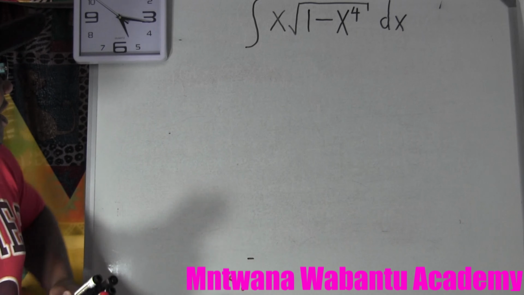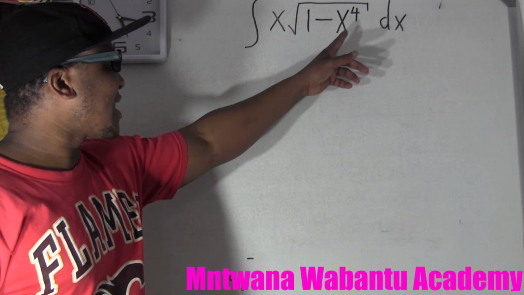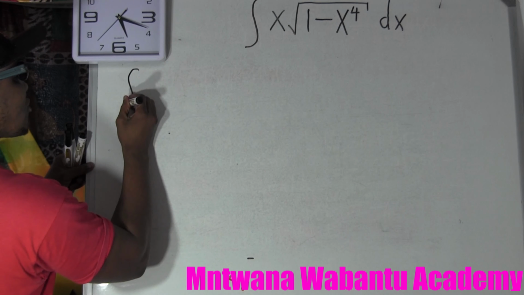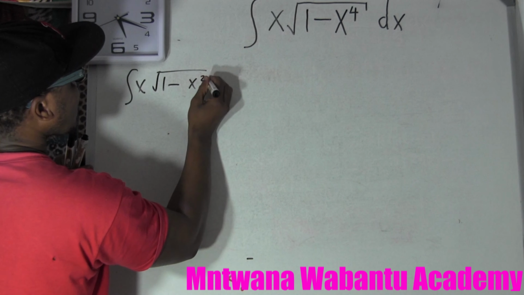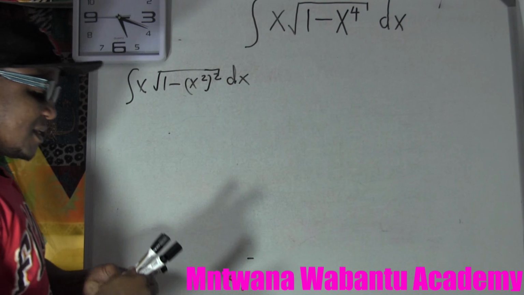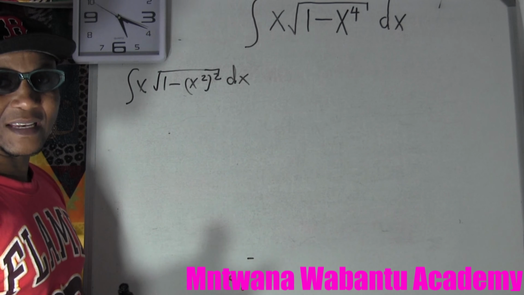Let's get started. Let's say we integrate x times the square root of 1 minus x to the power 4 dx. What I'm going to do first is split that. So we have the integral of x, and 1 minus x to the power 4 is like 1 minus (x squared) squared, dx. So I know I'm going to add in 2. This is going to be a substitution of sine, okay?